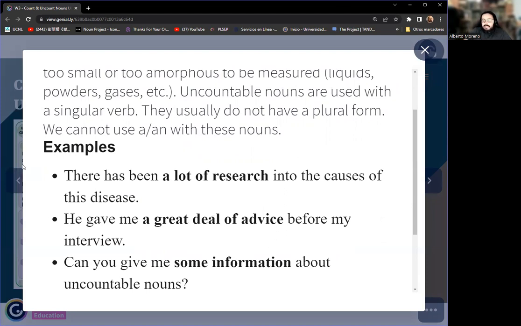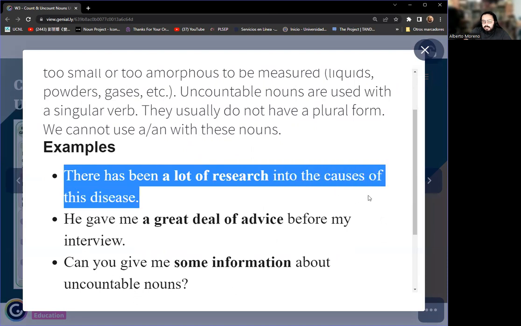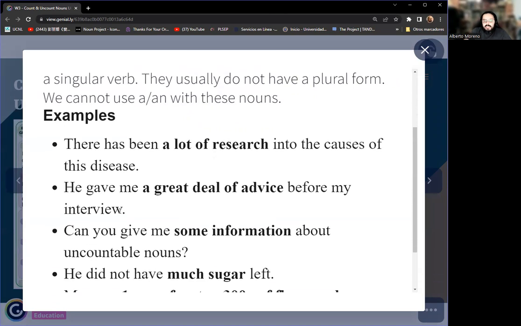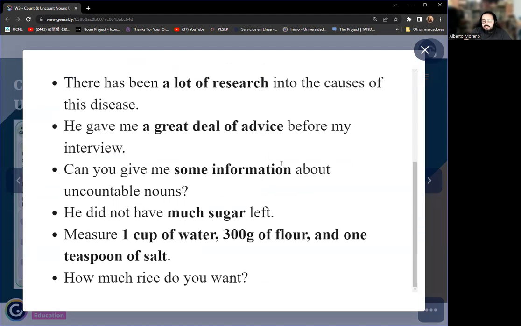Ahora, aquí vienen algunos ejemplos que dice, there has been a lot of research into the causes of this disease. Ha habido mucha investigación para saber las causas de esta enfermedad. He gave me a great deal of advice before my interview. Él me dio un gran consejo antes de mi entrevista. Otro ejemplo, can you give me some information about uncountable nouns? ¿Me podrías dar un poco de información o más información sobre los sustantivos no contables?